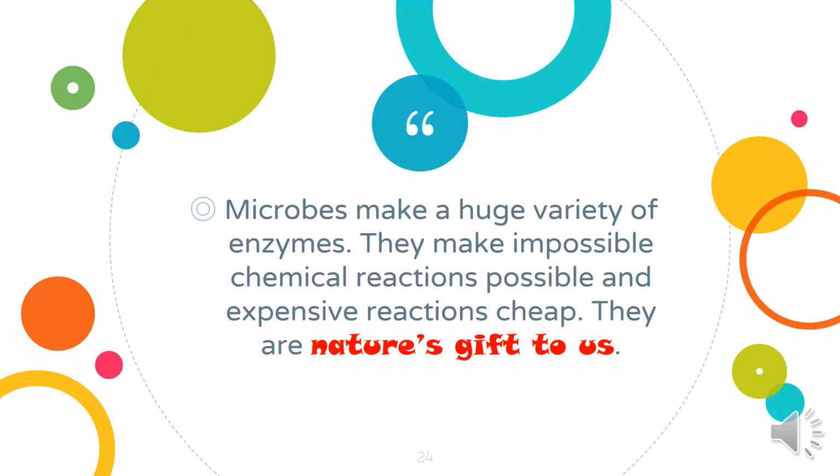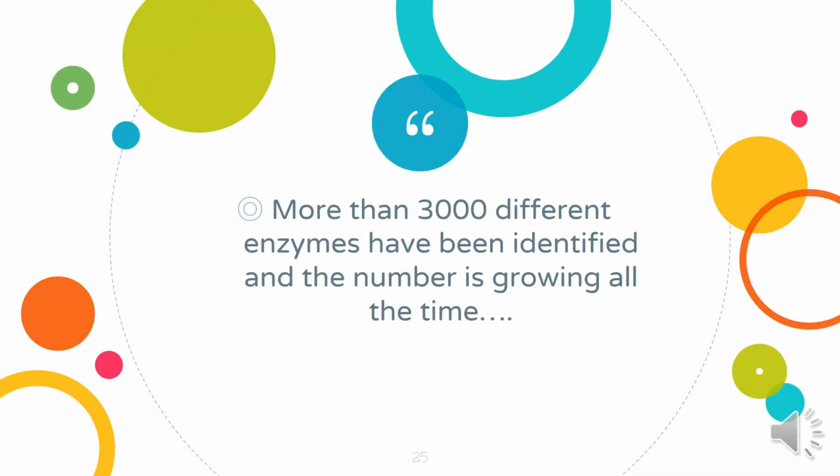And microbes make a huge variety of enzymes. As we mentioned, we took two examples, the bacteria and the fungus. They make impossible chemical reactions possible and expensive reactions cheap. So enzymes are nature's gift to us. They are very important, and this is why our lesson today is very important. More than 3,000 different enzymes have been identified, and the number keeps growing all the time.